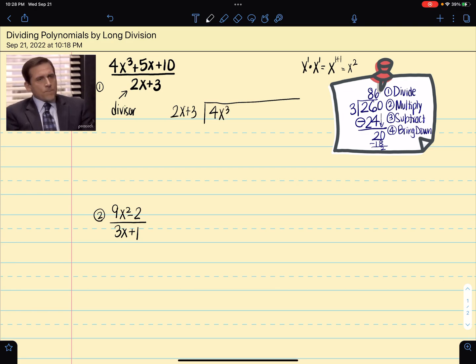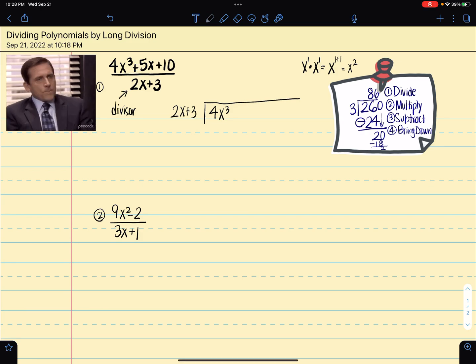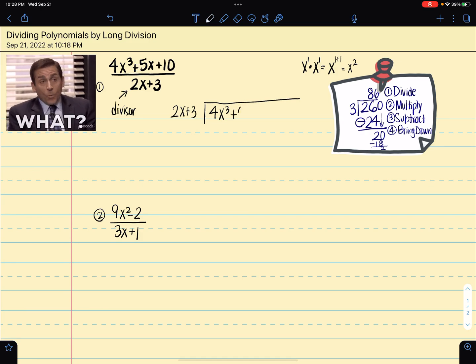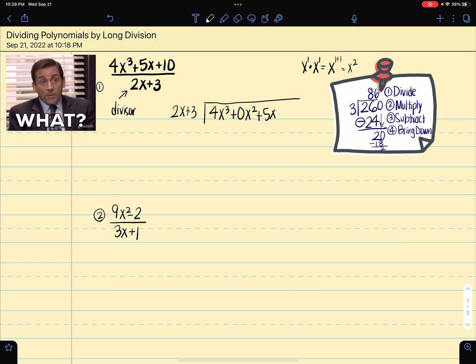So let's start this again. Sometimes that happens, and that's why you have to backtrack. So here we have 4x to the third. Do we have a degree of 2? No. So we're going to say plus 0x squared. Do we have a degree of 1? Yes, positive 5x. And then this would be our degree of 0, but we call that the constant.